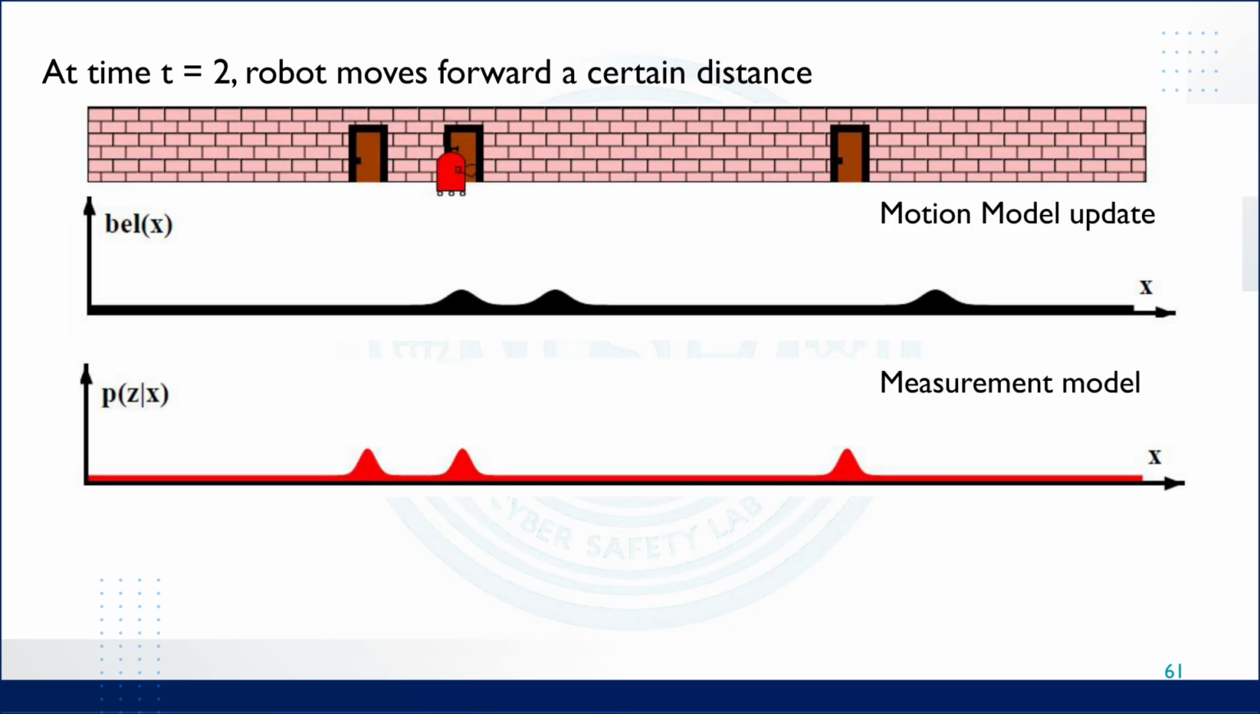Now, at the same time step, the robot senses again, and once again it detects a door. This means that our measurement model, P of z given x, is exactly the same as before, with 3 peaks, 1 for each door in the corridor. To update our belief, we now combine the motion updated belief and the new measurement model. This prepares us for computing the new posterior belief.